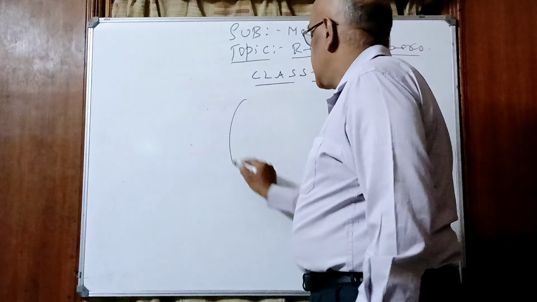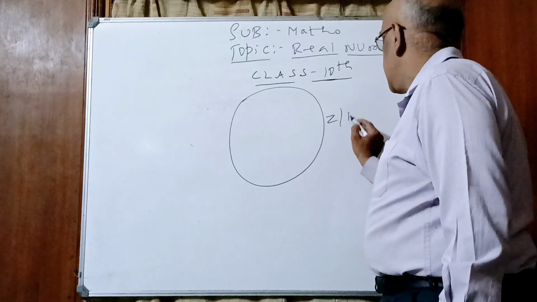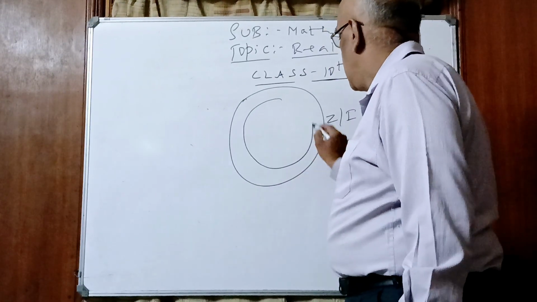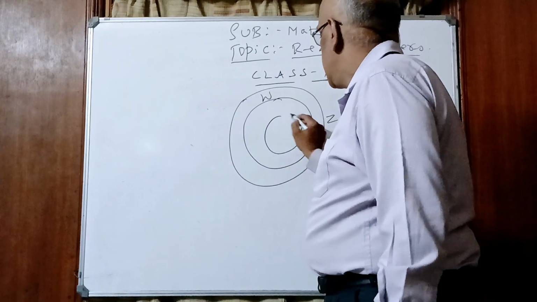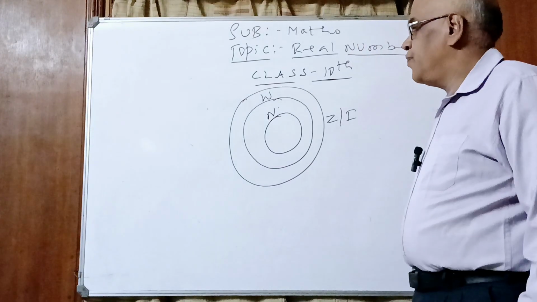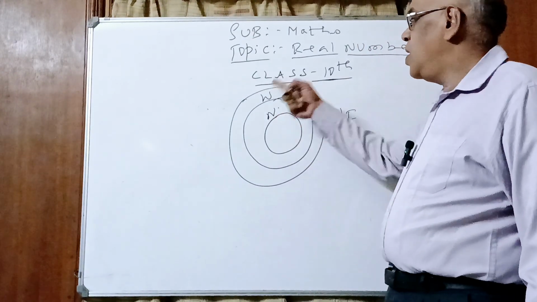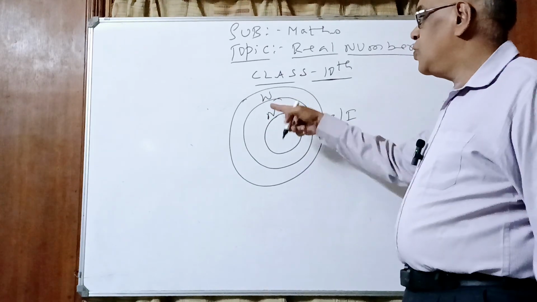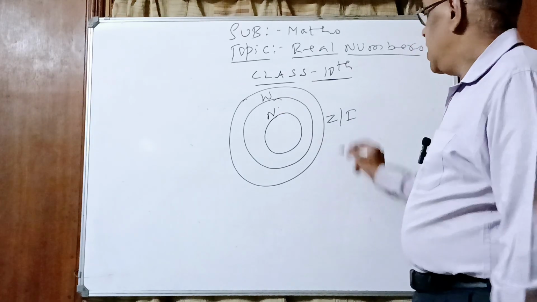Take this circle, children. What is this? This is the set of integers. Which is this set? Whole numbers, denoted by W. What about this smallest one? Natural numbers. Yes or no, children? So natural numbers are whole numbers, but whole numbers are not natural. Small comes under big, but big doesn't come under small.